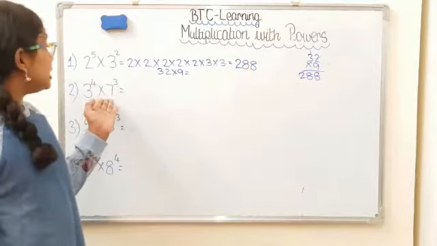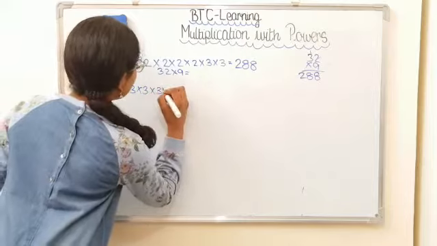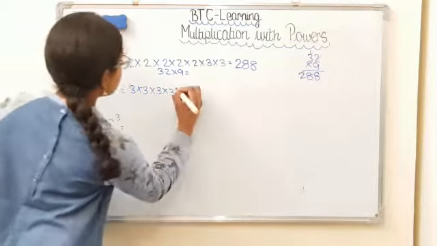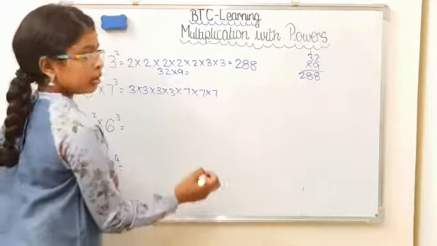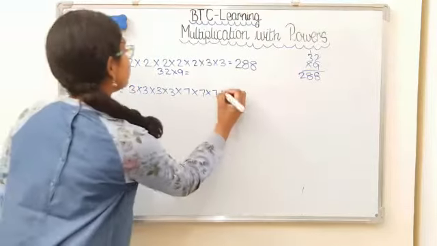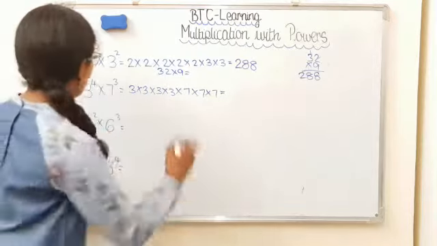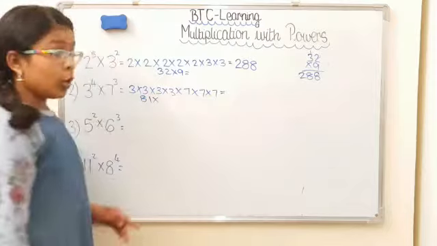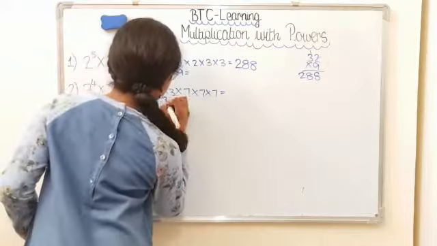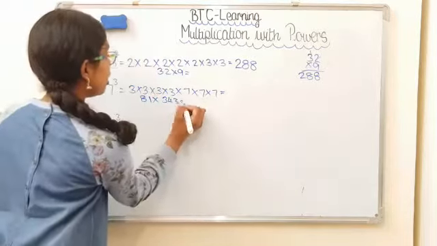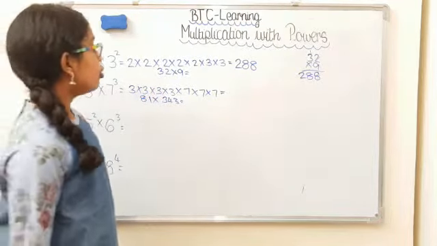3 power 4 and 7 cubed equals 3 times 3 times 3 times 3 times 7 times 7 times 7. I know that 3 power 4 equals 81. And I also know that 7 cubed is 343. So now I'm going to do 343 times 81.